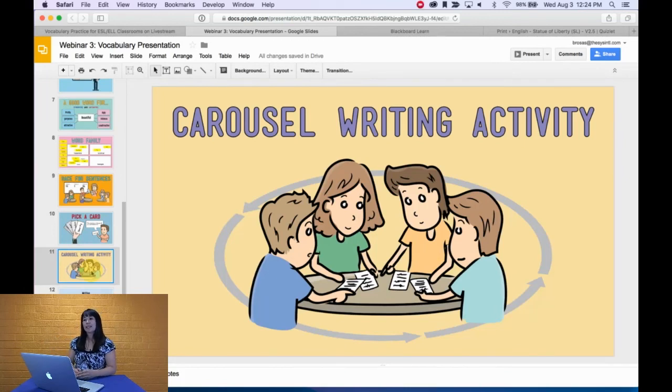Now, timing for this game, I would say 20 to 30 minutes. You really do want them to at least get back to their original paper, or maybe pass it 2 or 3 times so that the story can develop.